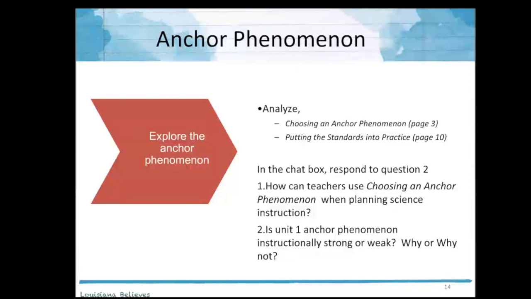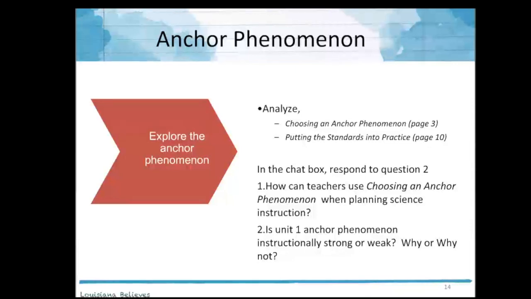Awesome. So thank you all for responding. Based off of all of the responses, everyone has pretty much replied that this is a strong anchor phenomenon for several different reasons. I've seen everything from it engages students, it's a case study that has relevant data. It also is very puzzling in that students won't be able to quickly identify how or why it's occurring, or discuss all of the different things that are causing the disappearing of the Louisiana coastline.